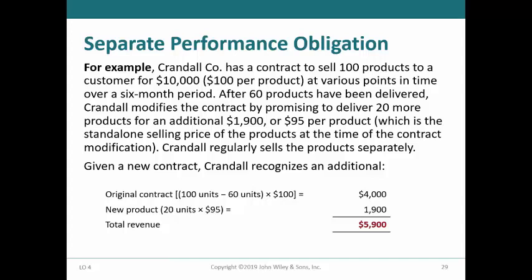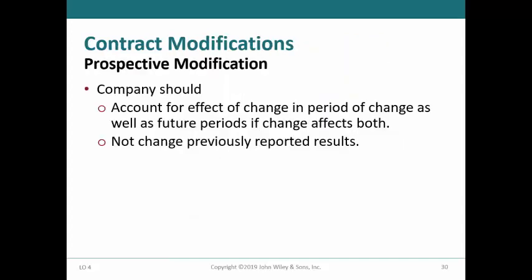The $4,000 revenue for the remaining 40 products at $100 is recognized separately from the revenue of $1,900 for the 20 additional units at $95 each. Companies should account for modifications prospectively, which means that the effect of the change should be recognized in the current and future periods and no change made to previously reported results.